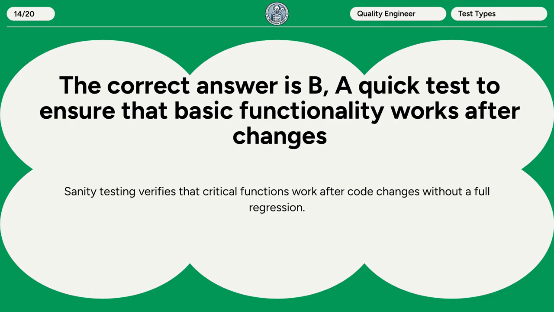The correct answer is B. A quick test to ensure that basic functionality works after changes. Sanity testing verifies that critical functions work after code changes without a full regression.